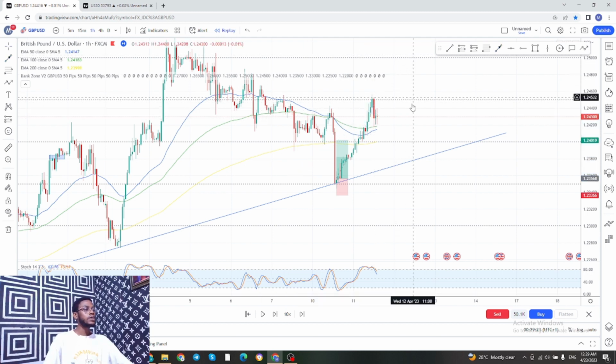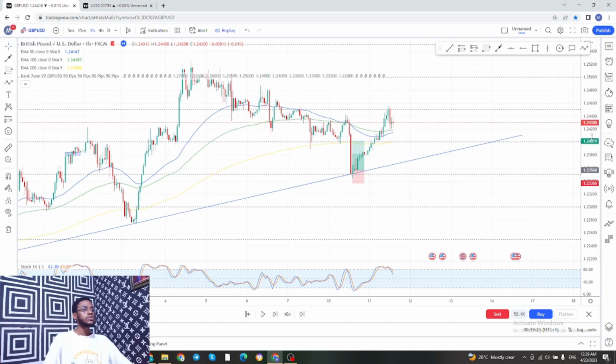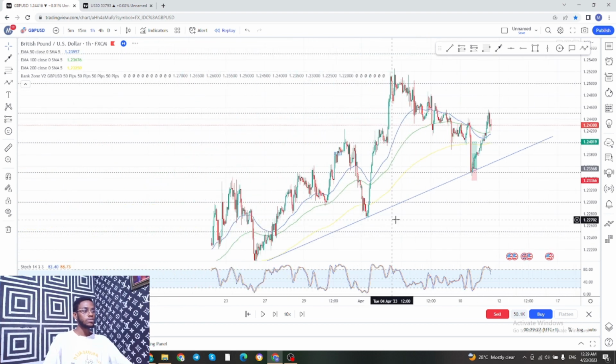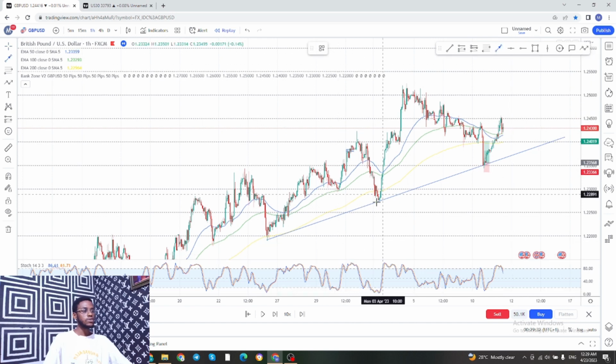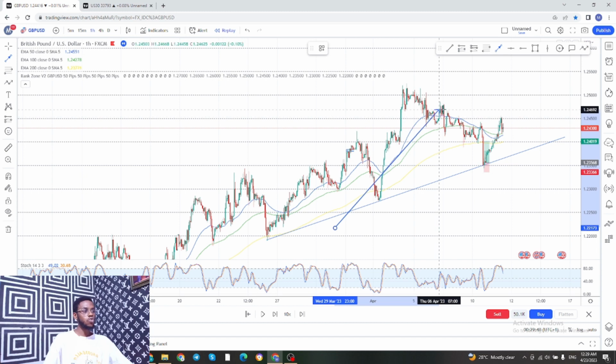So if you look back again, let's just check. Let's go back. I just want to show you guys what I'm talking about. Price will always react on this bank zone, right? Look at this reaction on the bank zone. Reaction, bank zone, bank zone, always bank zone.